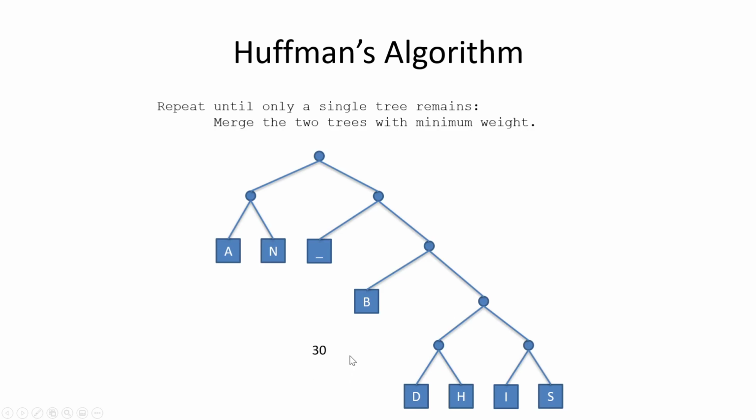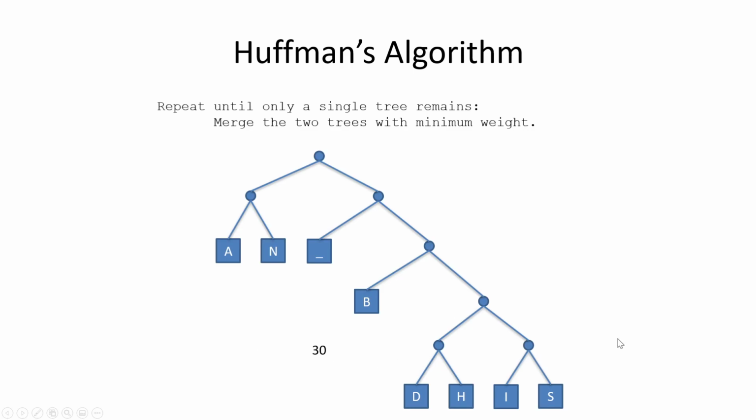And if we've done it all right, the weight of our final tree should be however many characters were in our message, since we just added all their frequencies together. So 30, so we did it right. So this tree we're going to use to now come up with code words.